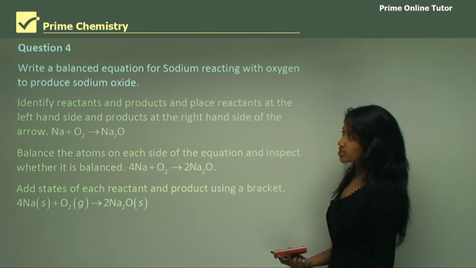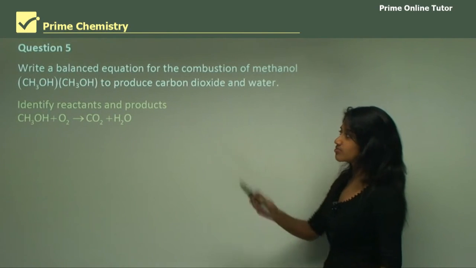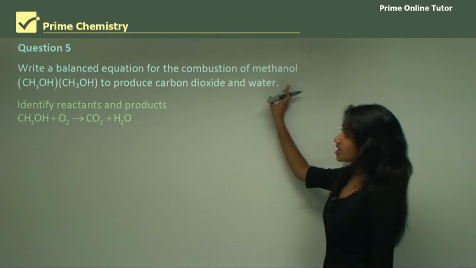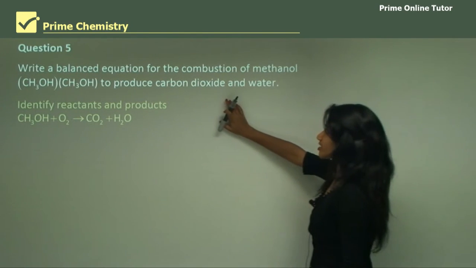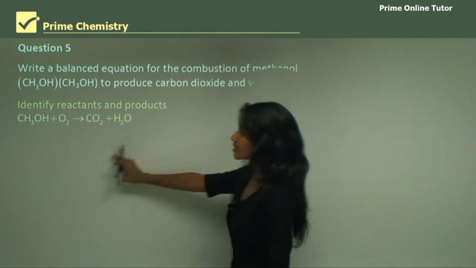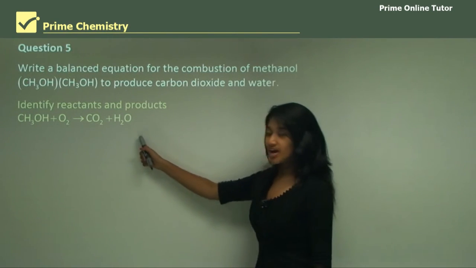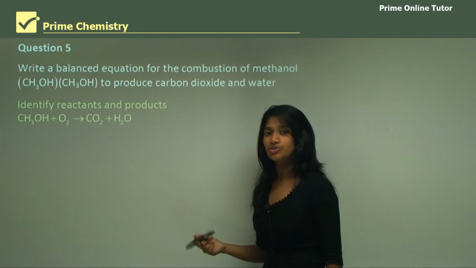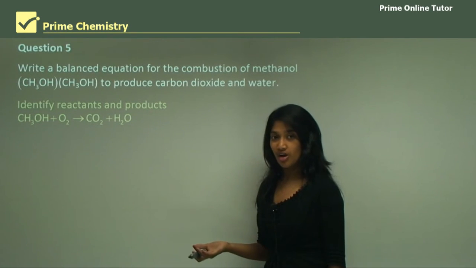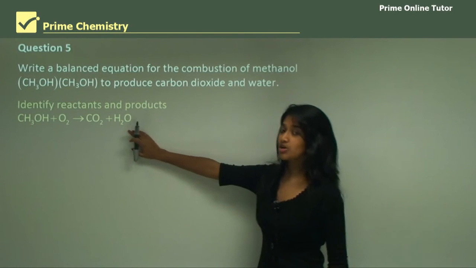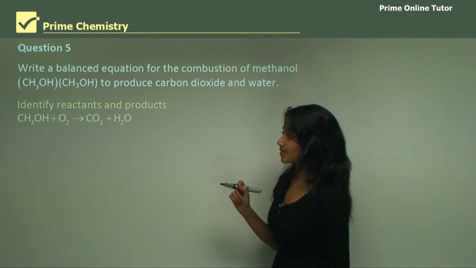Now moving to question 5. Question 5 says, write a balanced equation for the combustion of methanol to produce carbon dioxide and water. Now here we have methanol reacting with oxygen to form carbon dioxide and water. Remember, I told you methanol is also a hydrocarbon, which means that all its products under combustion is going to be carbon dioxide and water.